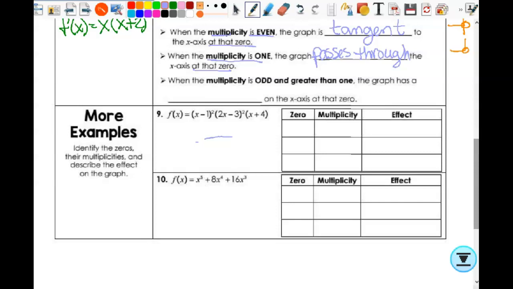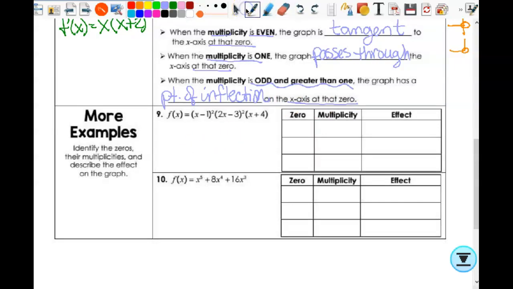When the multiplicity is odd and greater than 1, so if the multiplicity was 3, 5, 7, whatever, then the graph has a point of inflection on the x-axis at that zero.